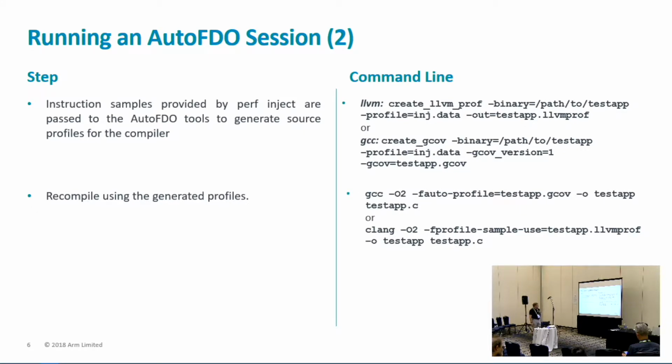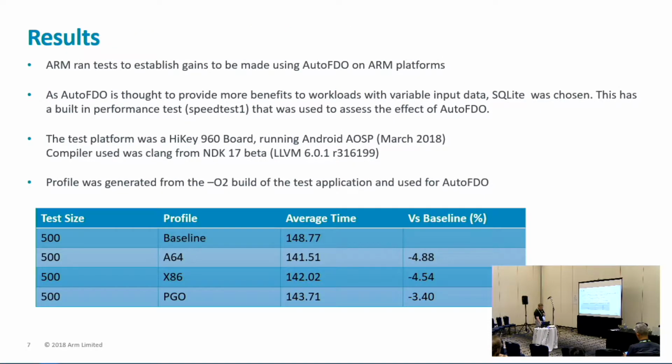Finally, using the compiler of your choice, depending on which one you started with, you feed the profile back into the compiler, and hopefully you'll get some improvement in performance. So in order to establish that this was working, we looked at running it on a HiKey board under the Android operating system. We found that AutoFDO works best on workloads that have variable input data. So we chose SQLite, which has its own speed test, and we generated an initial test program using an O2 optimization.